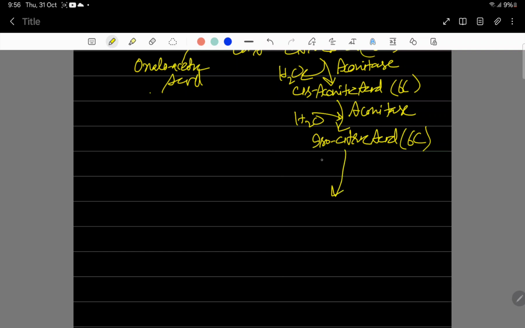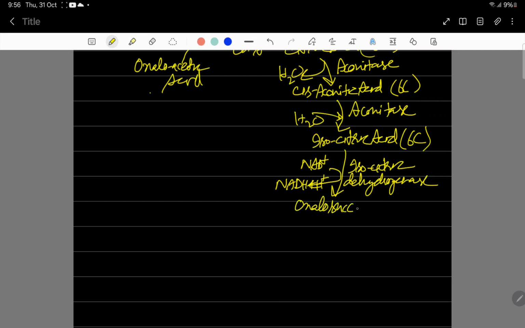Then a NAD positive on reduction forms NADH plus H positive, and the enzyme is isocitric dehydrogenase. It forms the oxalosuccinic acid, which is again of 6 carbon.